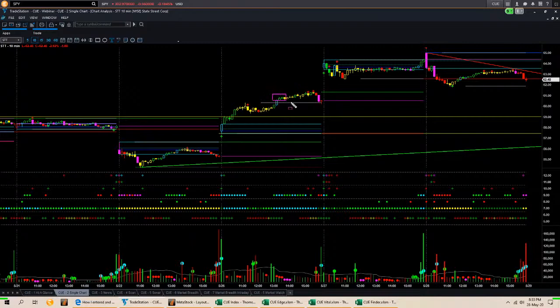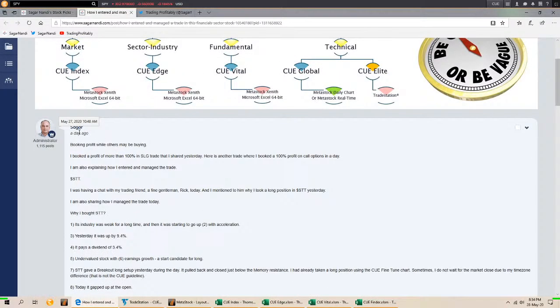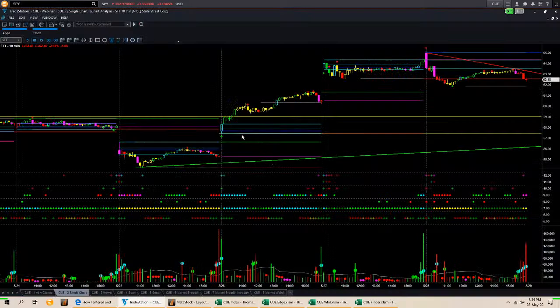I entered it somewhere here. I have to check the timestamp when I shared the idea. Let's see, around 10 a.m. So you can see I was in the trade in the morning session. Usually I take the trade first before sharing, because it takes quite a few minutes to make all the images and share it. I prefer to take the trade first. So I was in the trade early on that day.